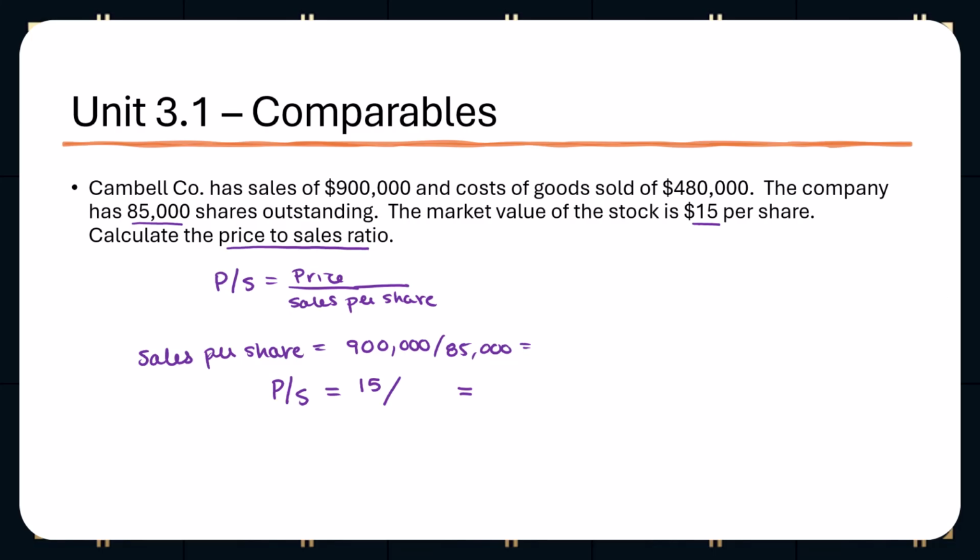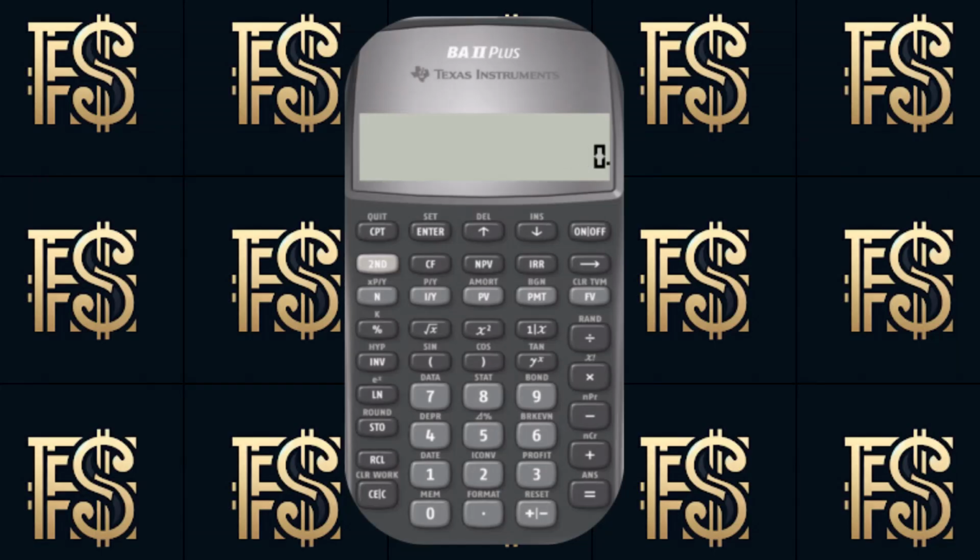Let's do this in the calculator. Okay, so we're going to take the 900,000 divided by the 85,000 shares outstanding, and we see that the sales per share is $10.58. And so our price to sales ratio, the current price of the stock is $15 divided by the answer we just found, and that gives us a price to sales of 1.42.